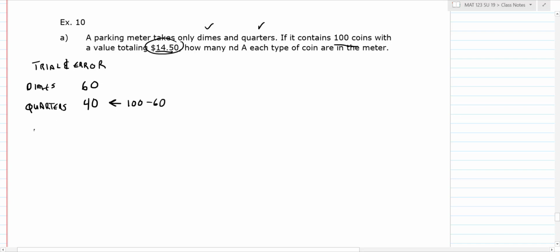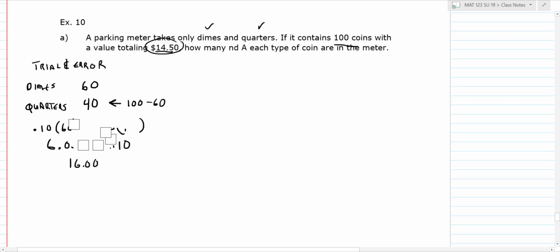So I count my money. A dime is worth 10 cents, so 60 dimes would be worth $6. A quarter is worth 25 cents, so 40 quarters, multiplied out and divided by 4, would be $10. So that's $16. We're getting closer, so we're going to adjust it. I'm just going to try it one more time, and if it doesn't work, that's good enough.